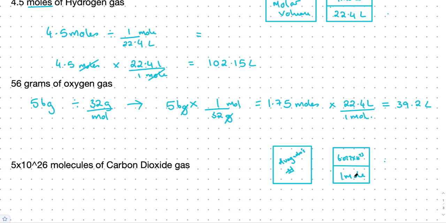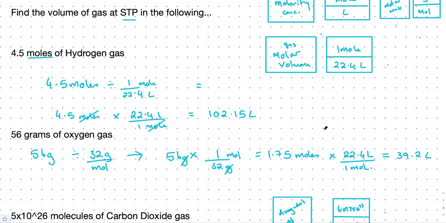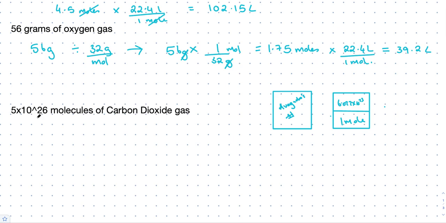So if I want to work with molar volume, I'm going to need to make sure that I first had the number of moles. So I need to go from molecules into the number of moles, and I'm going to do that through Avogadro's number. That's the connecting piece. So first we're going to work this out. So it's 5 by 10 to the 26. That's how many molecules I have.